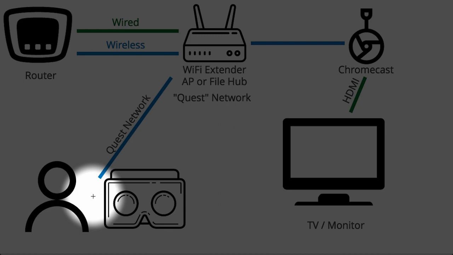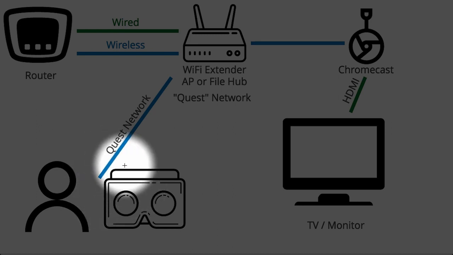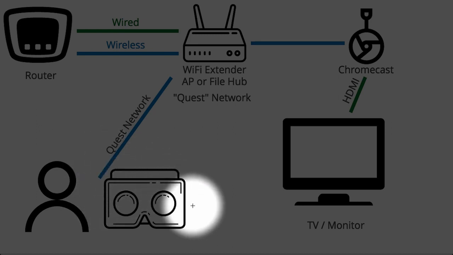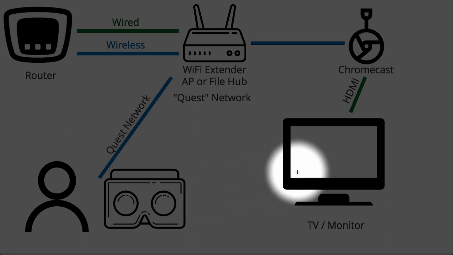After you get the Chromecast set up on that Quest network, go ahead, power on your headset, and connect the headset to the Quest network. Once you do that, you should be able to stream right to your TV or monitor without any issues.